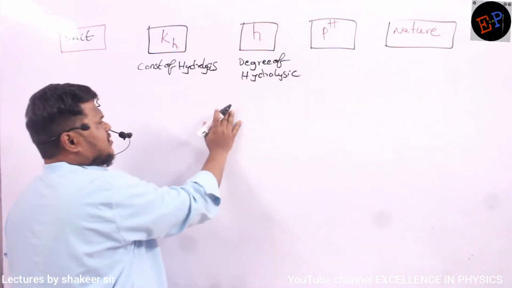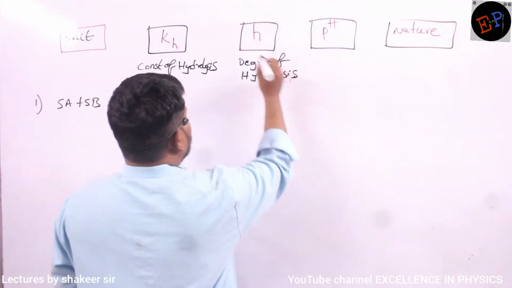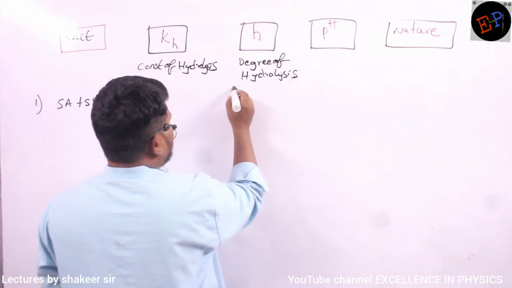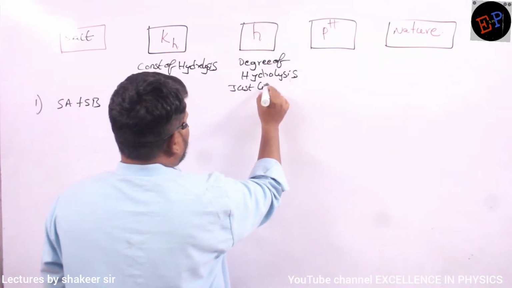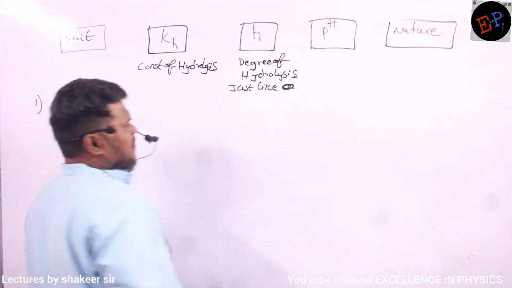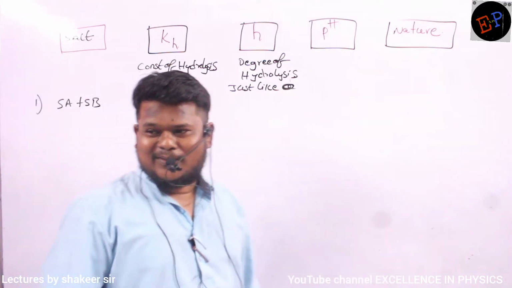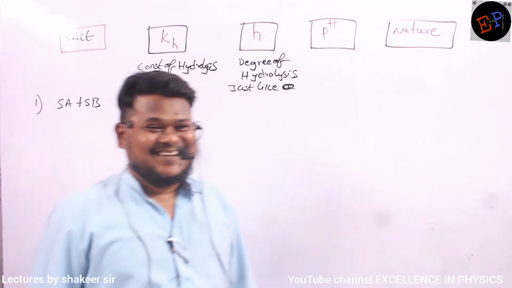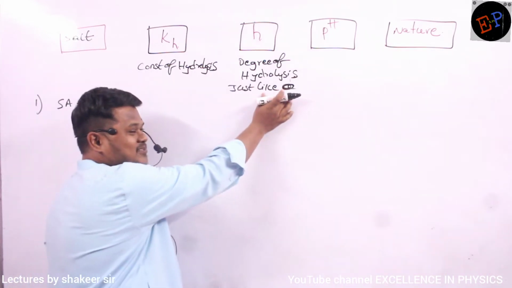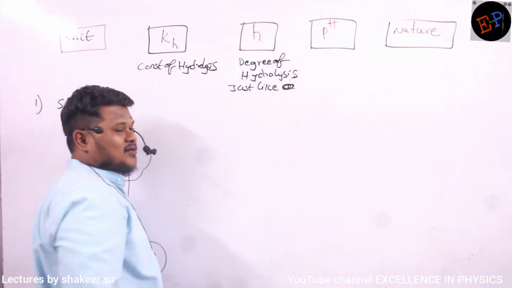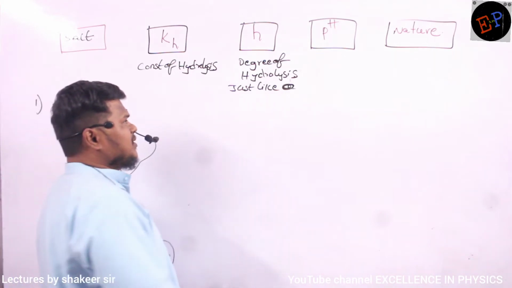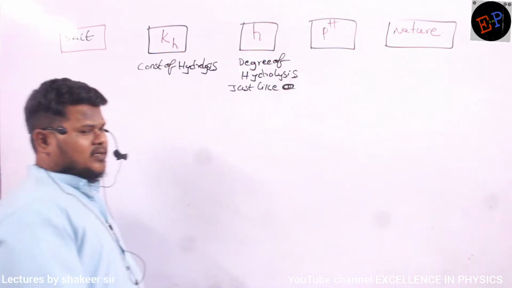What is meant by the degree of hydrolysis? It is just like alpha. What is meant by alpha? Alpha is called the degree of dissociation, no? So just like that, H is called the degree of hydrolysis. And with the pH value we will find out the nature of the salt.